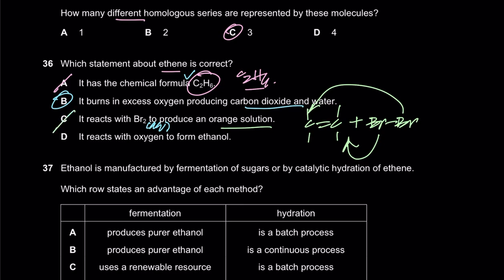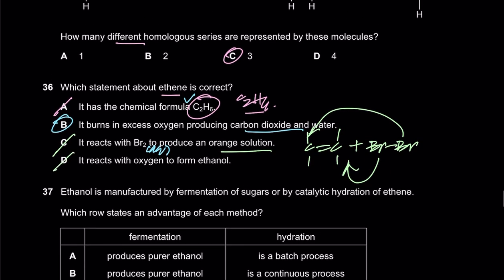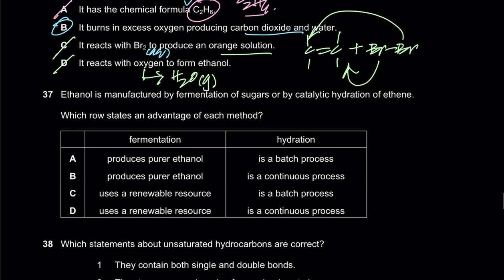It reacts with oxygen to form ethanol. Sir, it does not react with oxygen to form ethanol. It reacts with steam to form ethanol. And you have acidified phosphoric acid, temperature of 300 degrees Celsius, and a pressure of 60 atmospheres or 70?